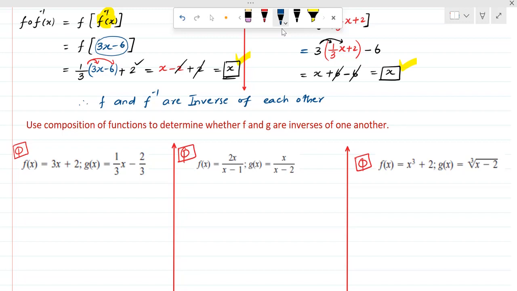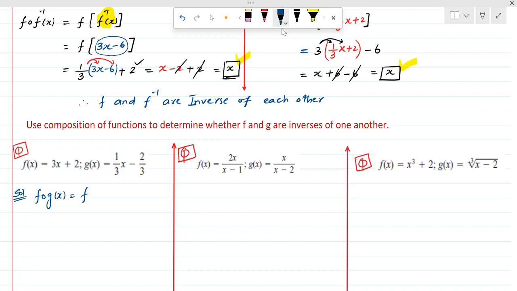So we will have three different cases. The first one is a linear function. The next one is a fraction. You will have a fraction function here, and here you will have a root. We will solve with the same rule. So first of all, we have to say f composition g of x.